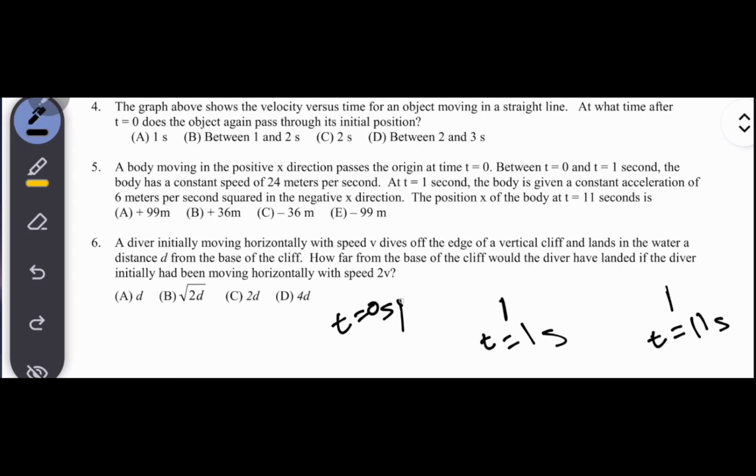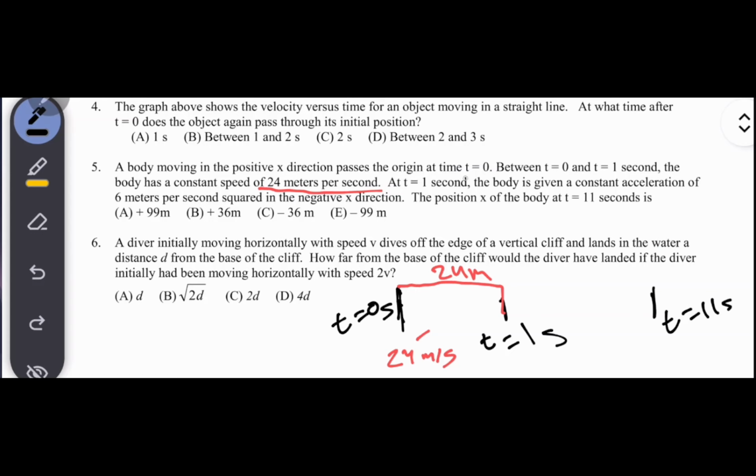So at t equals 0 seconds, we can see that the object has a constant velocity of 24 meters per second. And the amount of time during 0 seconds to 1 second is 1 second. Since it travels 24 meters per second, we can safely say that this is 24 meters right here.